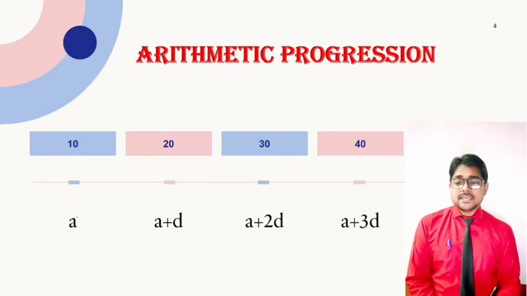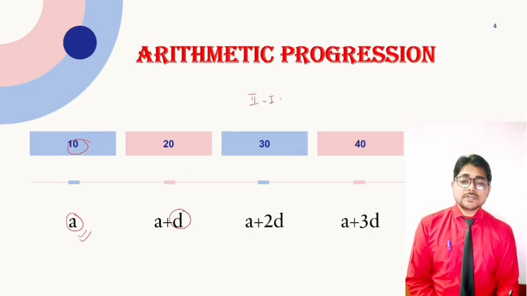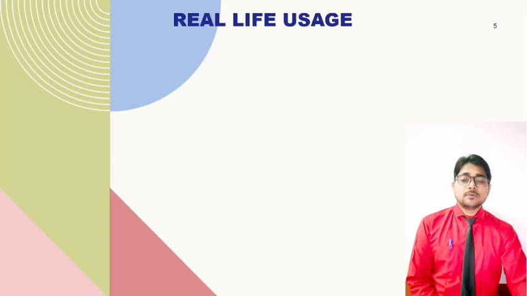Our first term is A. Whatever we write in our AP as the first term, we name it A. And then D is your common difference. I told you already that second term minus first term is your common difference, and we name it D. So see here, this is your 10, then this is A plus D, and here the common difference is 10. So your next term is 20. Again, you add 10 to this, you get the next term 30. In this way, this is also an arithmetic progression.